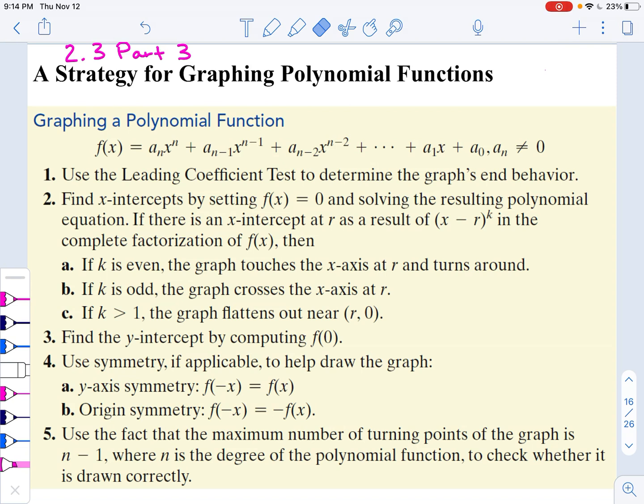As we progress, starting with today's lesson, we are going to have a lot more exact points on our graph. So we're going to get more detailed today. So we're going to go through these 5 steps to graph any polynomial function.